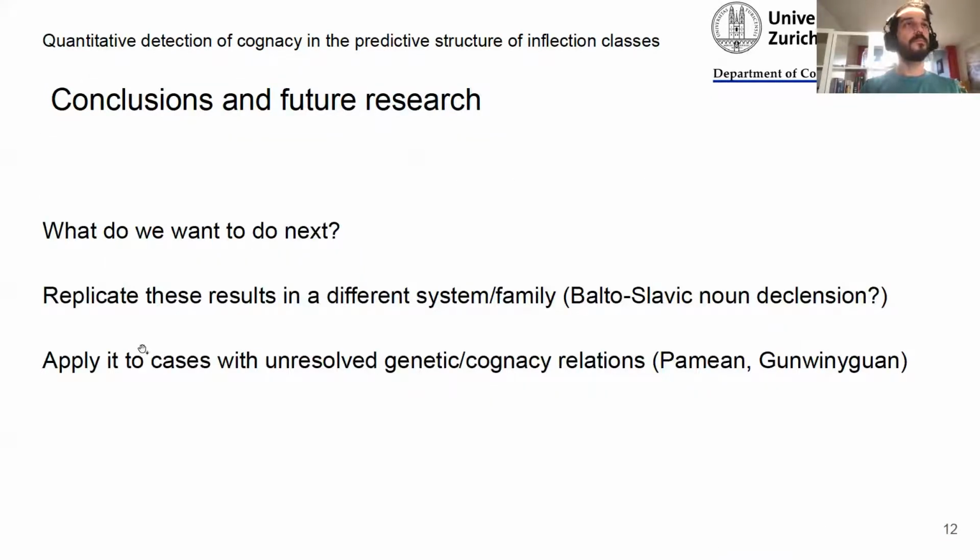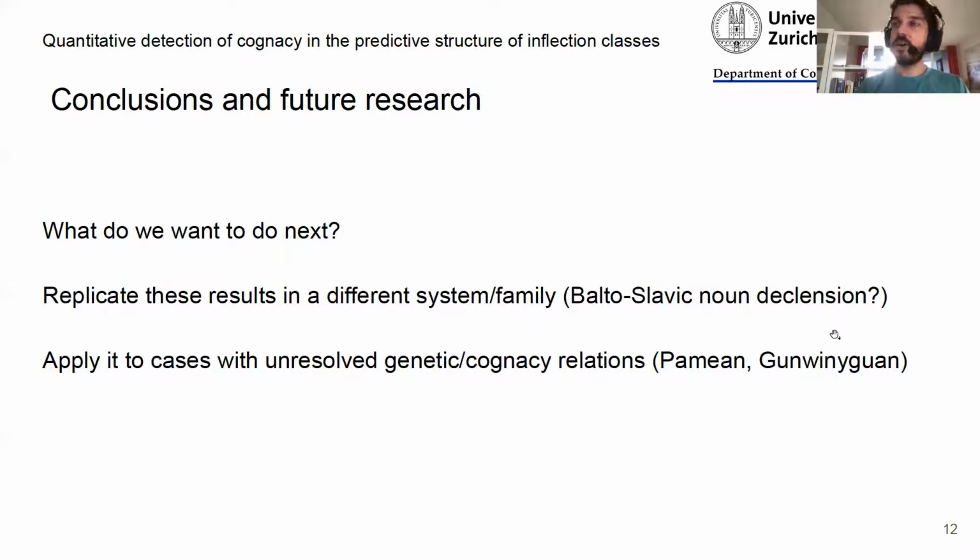So what do we do next? We want to replicate these results in different language families. So if we look at, for example, Balto-Slavic noun declension, is it the case that languages that are more closely related to each other also have preserved this closer genetic affinity in a closer profile according to these different entropy or predictability metrics? And if we do replicate the results that we found here in Romance, can we apply this to cases like the one I just showed, where the jury is still out as for what the right cognacy relations are?